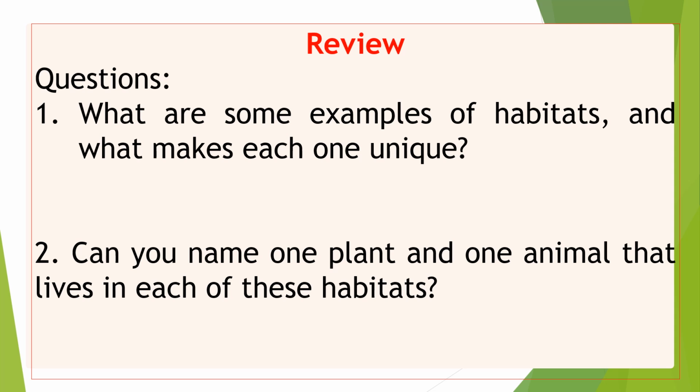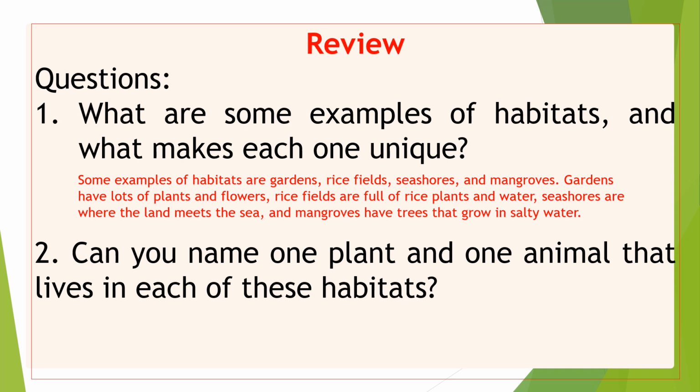Number 1. What are some examples of habitats and what makes each one unique? Some examples of habitats are gardens, rice fields, seashores, and mangroves. Gardens have lots of plants and flowers. Rice fields are full of rice plants and water. Seashores are where the land meets the sea, and mangroves have trees that grow in salty water.